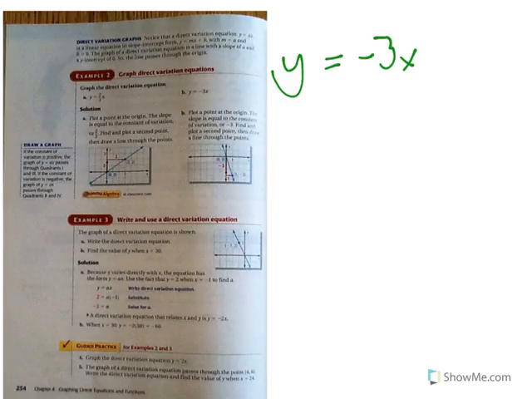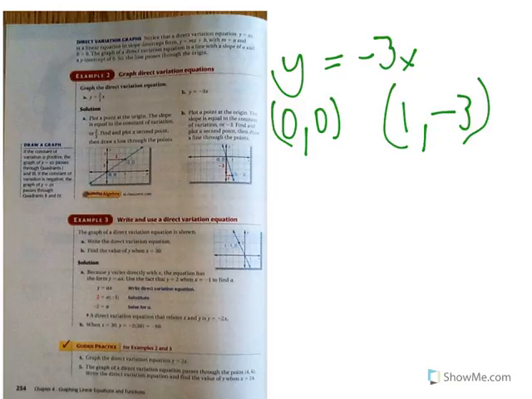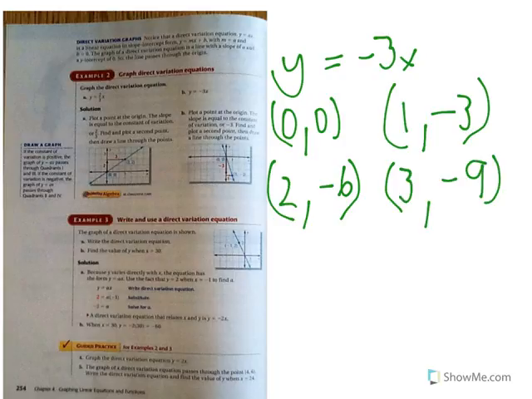So next one here, again, the point is going to be 0, 0. That's the first point. In this case, we're going to go over 1 and down 3. Over 1 and down 3. Over 1 and down 3. So that's where we're at. That's how that works.